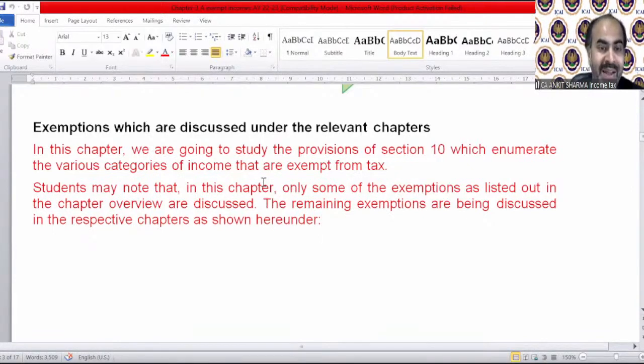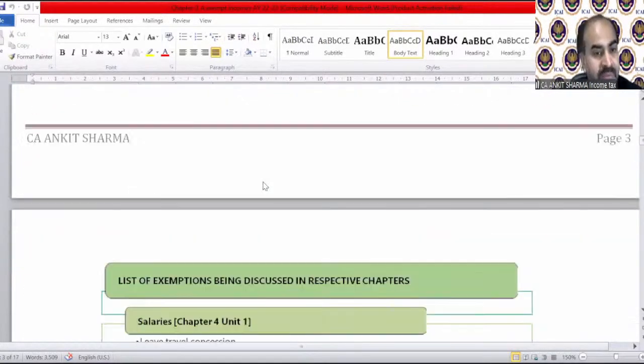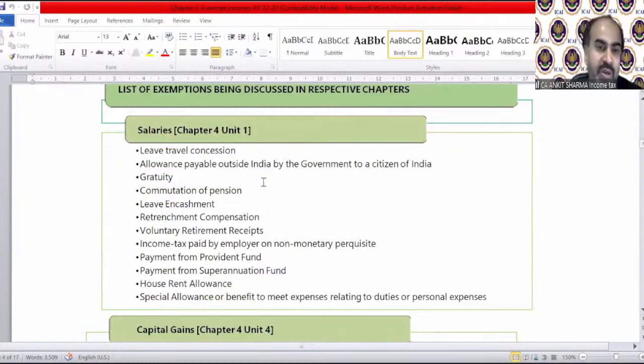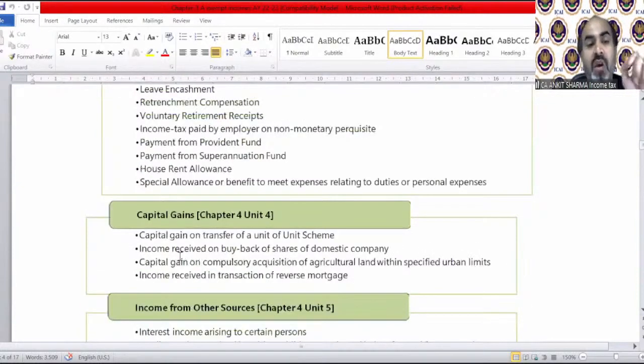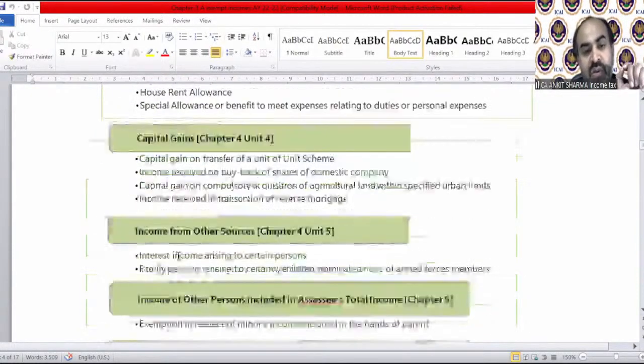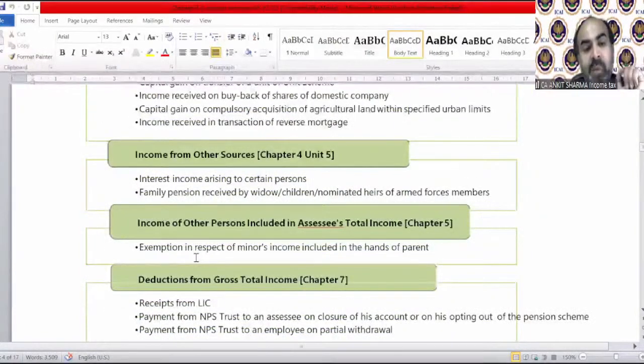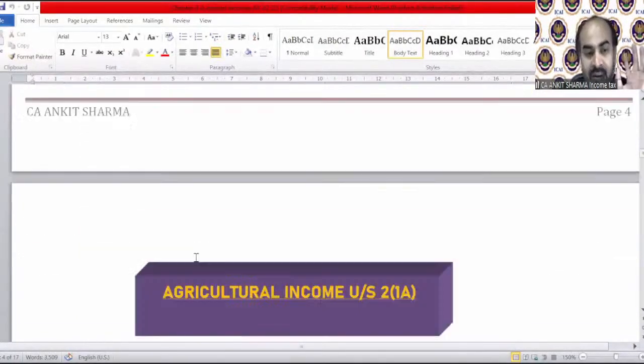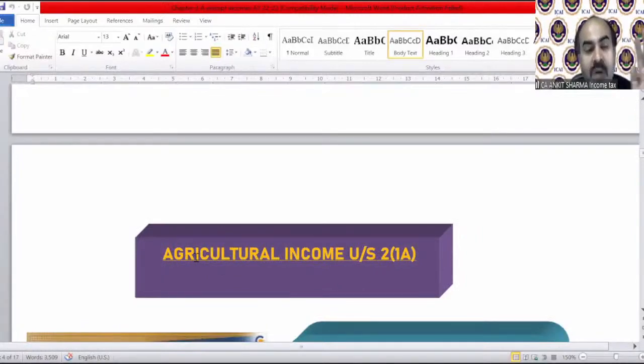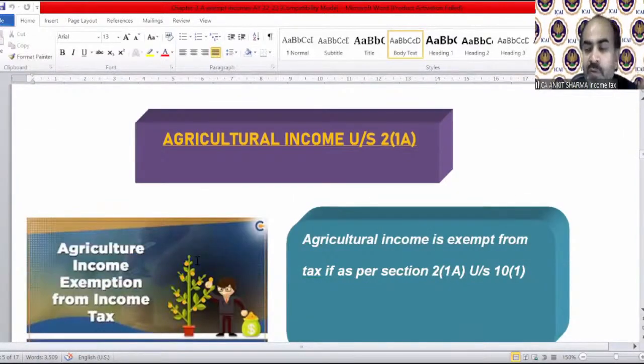Students may note that in this chapter, only some of the exemptions listed in the chapter overview are discussed. The remaining exemptions are discussed in the respective chapters as shown hereunder. So these are the exemptions which you will read in a specific chapter. Like in salary, you will read a lot of exemptions. Under capital gain, there are certain exemptions. Under income from other sources, under clubbing provisions, under deductions, etc. So we are not going to discuss the above exemptions. We will discuss our exemptions from here.